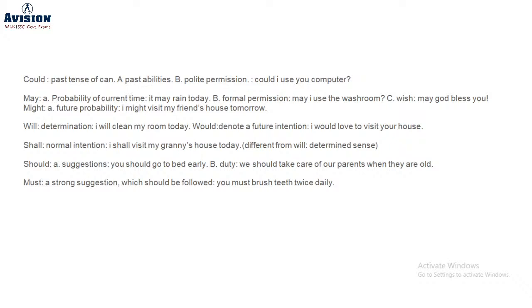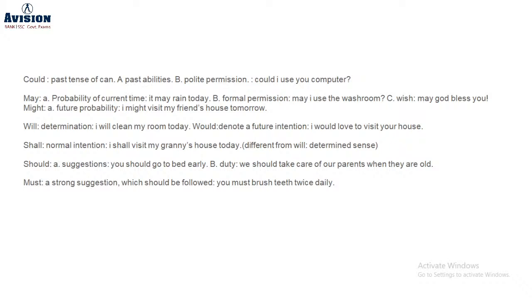We usually use that for any future probability, not the current time. Like, I might visit my friend's house tomorrow. Or if you want it in the continuous tense, it can be, I might be visiting my friend's house tomorrow. So this is something which has a possibility of happening, but in the future there is a probability of this happening.